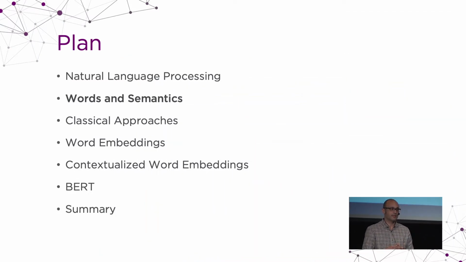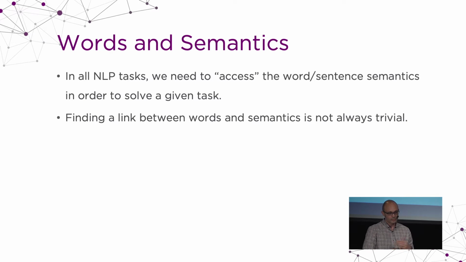Okay, so now we know a little bit about NLP. In particular, we have seen some examples. One interesting thing in NLP is that when solving these problems, what we are really interested in is the semantics of the text that we have. But unfortunately, we only have the text. So we have to find a way to link the words to the semantics. And this is actually something that is not always trivial. So we need to find an efficient way to do that.